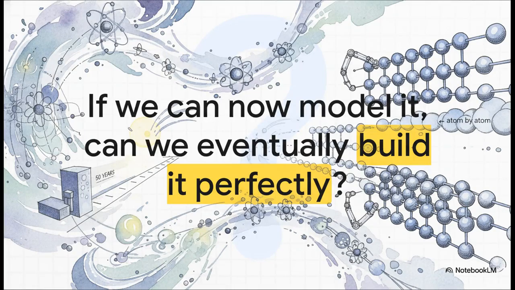Which brings us to a final, pretty mind-bending question. For half a century, a tiny flaw in our models was holding us back. Now that this problem is solved, now that we can model the very beginning of creation with so much more accuracy, does this finally open the door to building materials atom by atom with perfect control? That's the dream, and this research just took us a giant step closer.